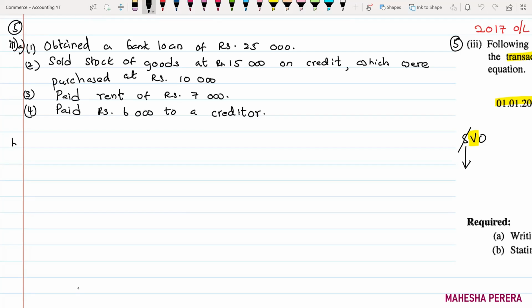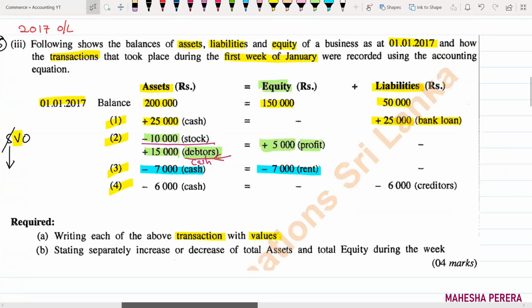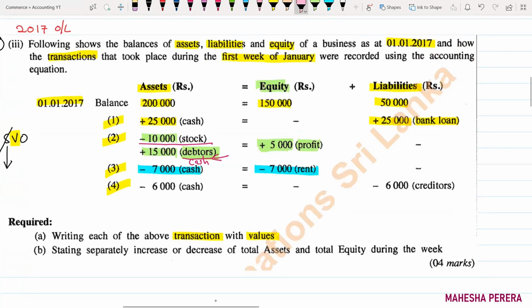Right. There is part B. No. Right. Let's see. Stating separately the increase or decrease of total assets and total equity during the week. Right. Now, do you understand this question? Right. Now, this means, can you see there is an opening balance for assets and equity and also liabilities? No. Right. Okay. Now, then during the first week of January, what happened?